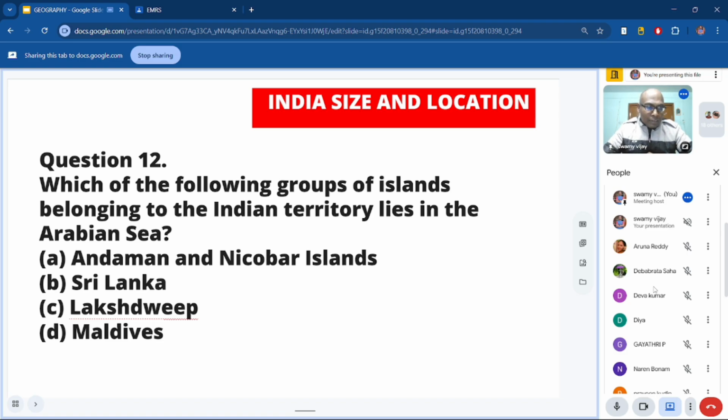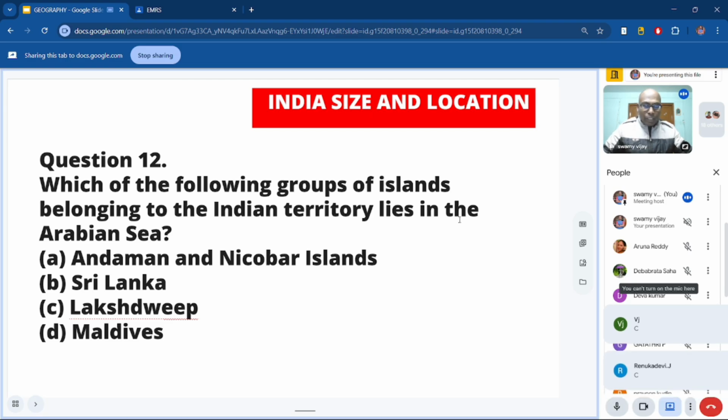Devrata? Can you unmute your mic and read? Devrata, are you there? Sir, I cannot unmute. Okay, let me see if I can unmute, I'll unmute.